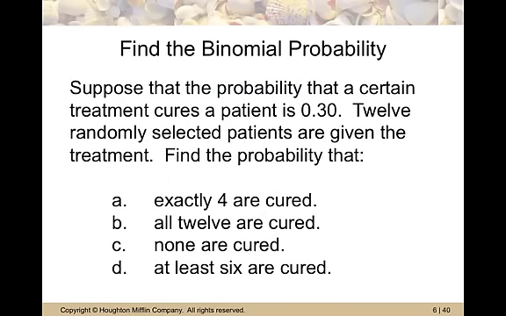Okay, welcome back. Let's look at several cases here. Suppose the probability that a certain treatment cures a patient is 0.3. So individual success of being cured is 0.3. 12 randomly selected patients are given the treatment. So what's n? That's right, n is 12. So we're going to find the probability that A, exactly 4 are cured. So X would be 4. B, all 12 are cured. So X would be, you got it, 12. C, none are cured. So that's going to be X equals 0. That would be sad. Now the last one here is kind of interesting. D, at least 6 are cured. And we'll talk about what X is going to be in just a second.